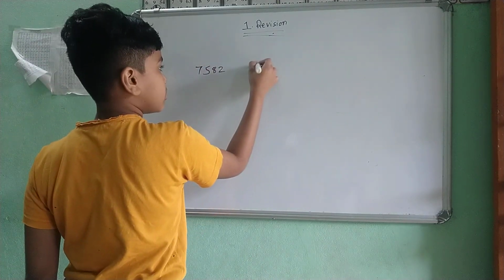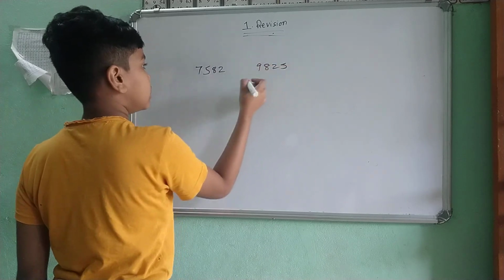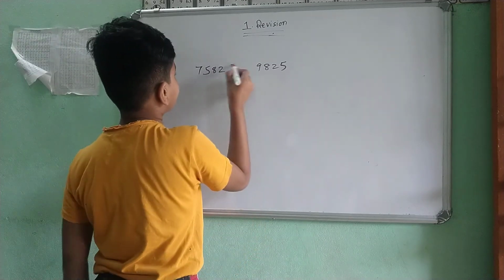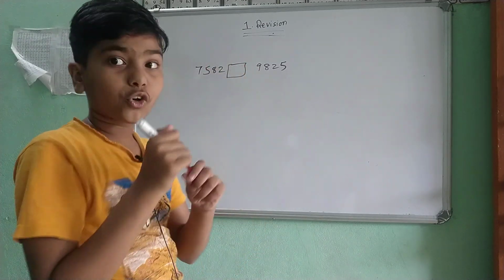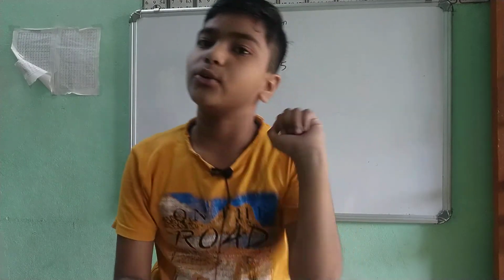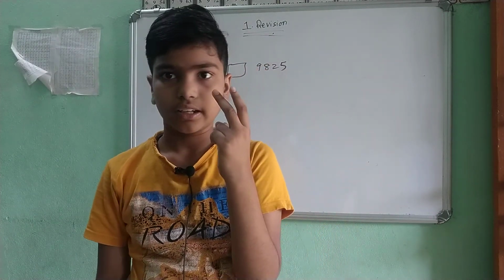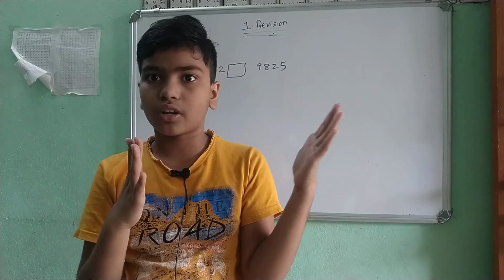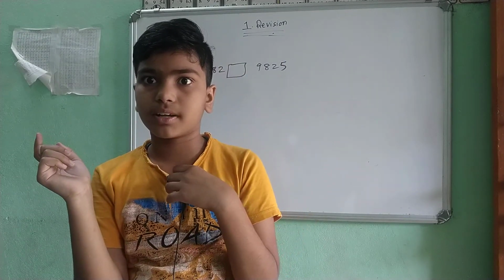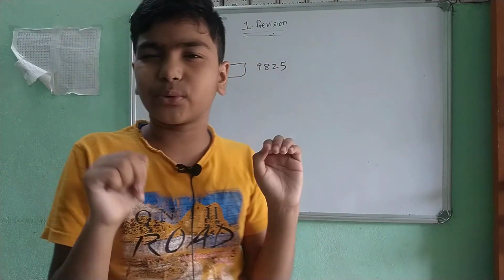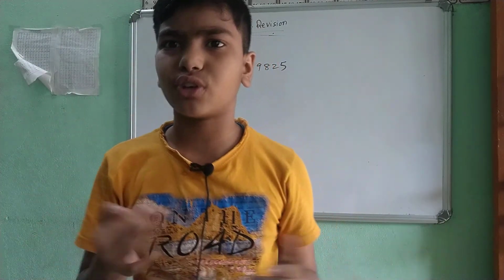7,582 and 9,825. These are my numbers. Let's do it in a playing way. This is boring, so let's do it with a crocodile. I will tell you one story. There's a crocodile who wants to eat fishes. 2 fishes are there: one is the bigger fish, one is the smaller fish. But he can't guess which fish to pick up. The crocodile goes and goes, but he can't find out what to do.